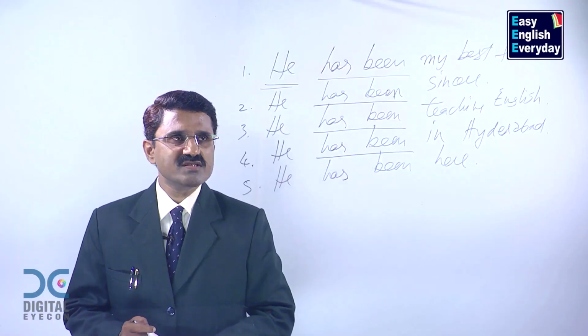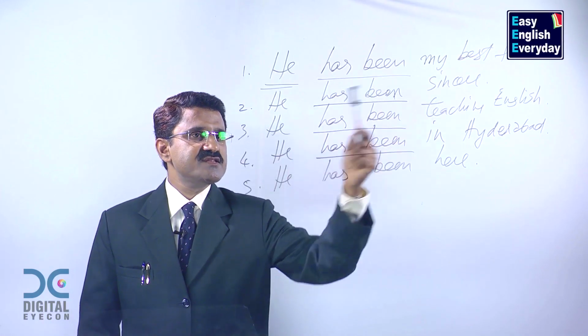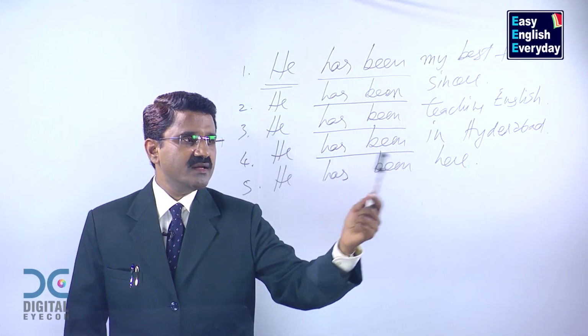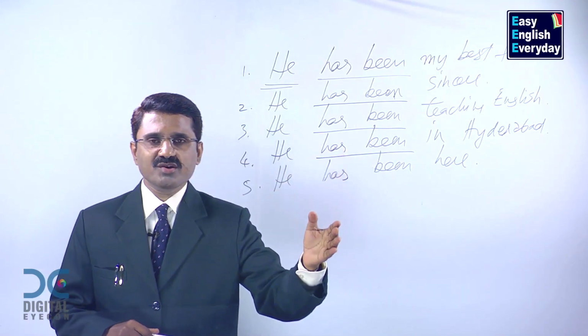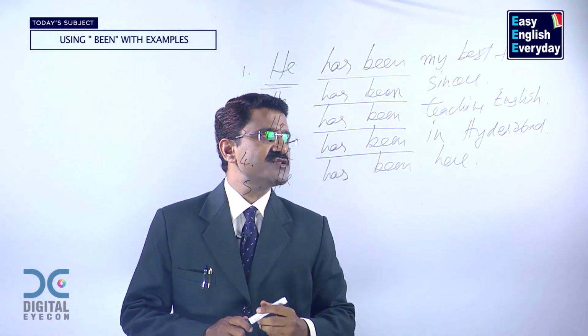Read these sentences once again. He has been my best friend. He has been sincere. He has been teaching English. He has been in Hyderabad. He has been here. So all these sentences are the combination of past and present. You can stop the sentences here.